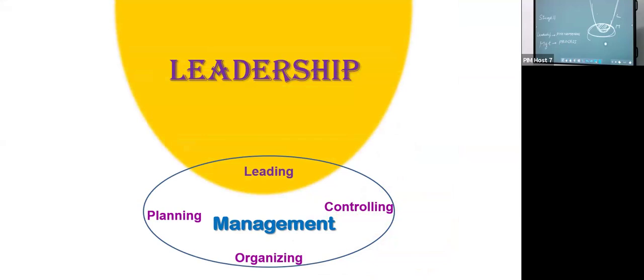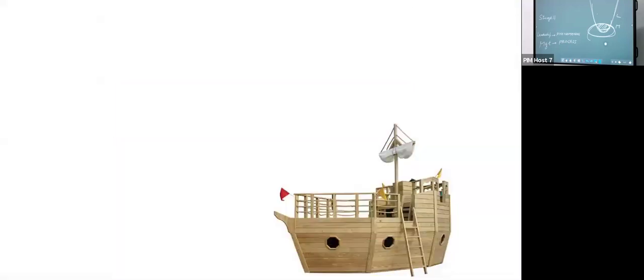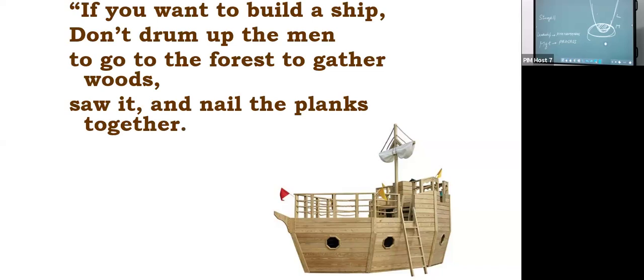So what is leadership? They say the only ship that survives the storm is leadership. So let's talk about a ship. What sort of ship do you see here? What is it made of? Wood. So then what is the main raw material? Timber. From where do you get timber? Trees. Where do you get trees? Forest.